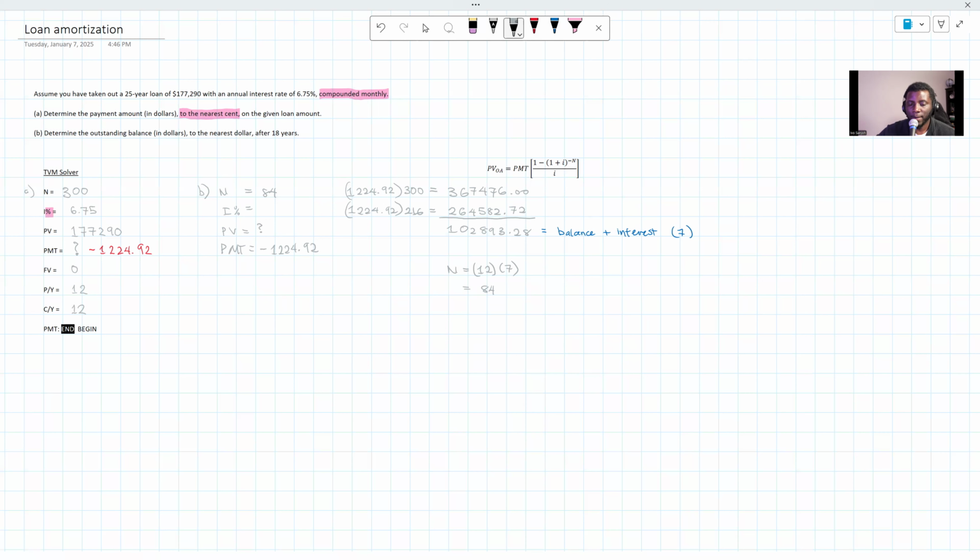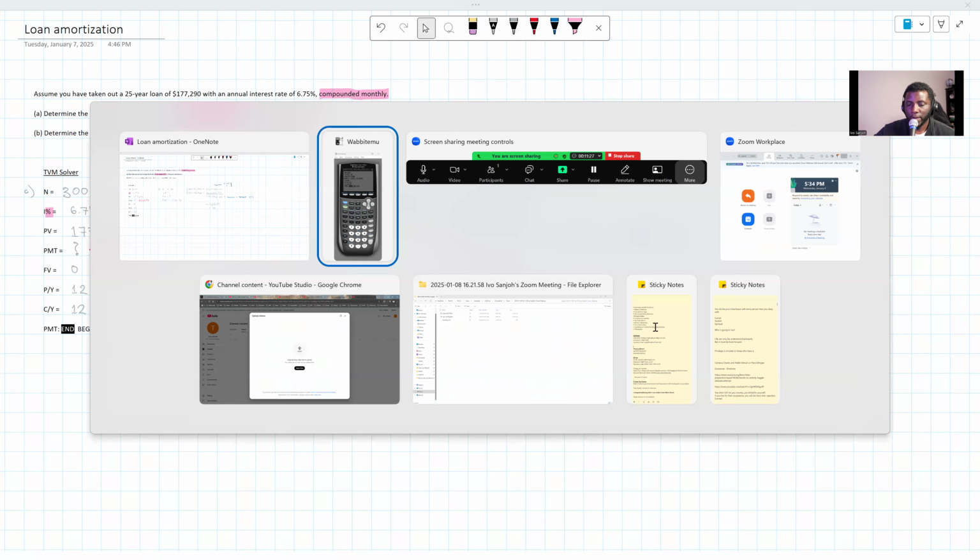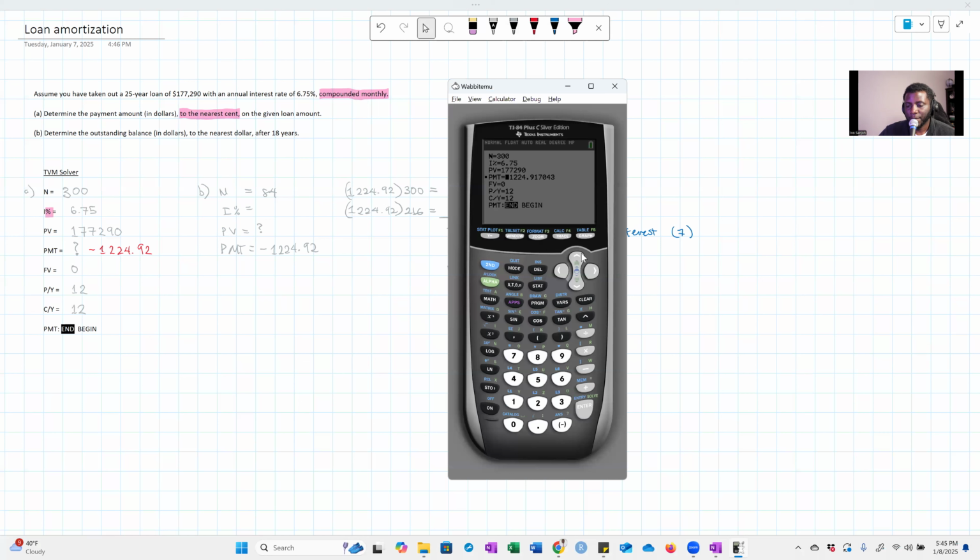And so let's do that and compute the new present value. So let's go to the TVM solver. I'll change N to 84. Interest rate remains the same.